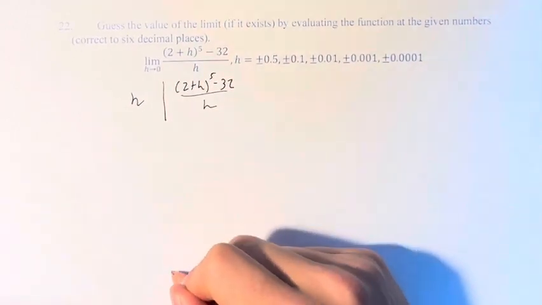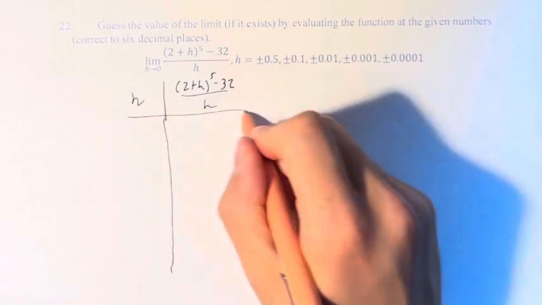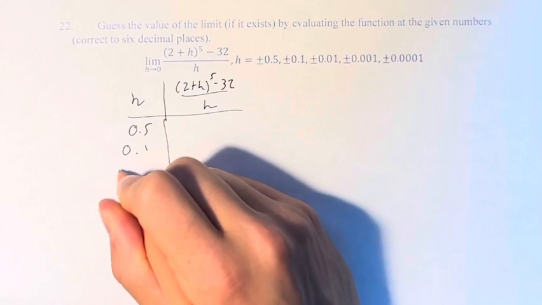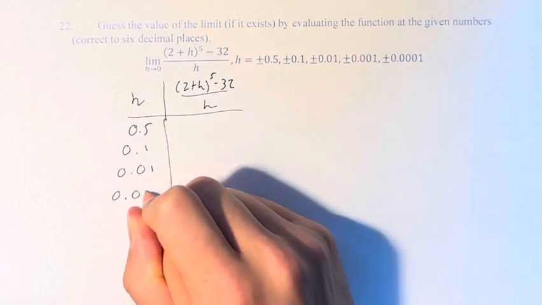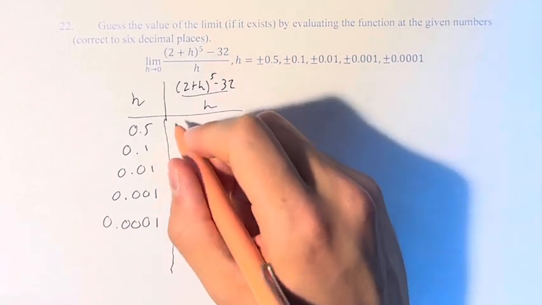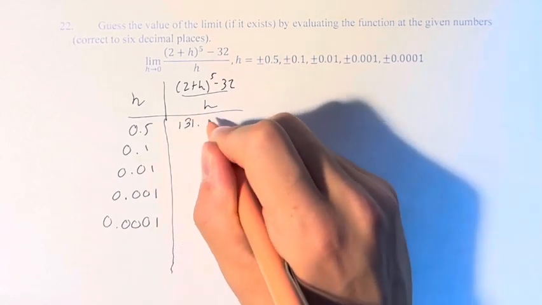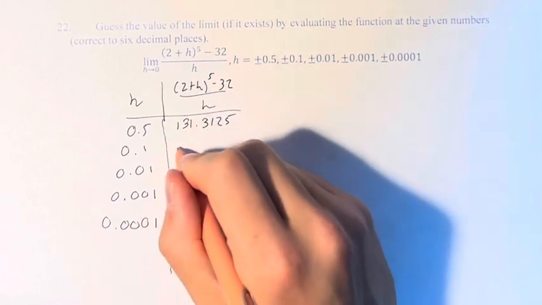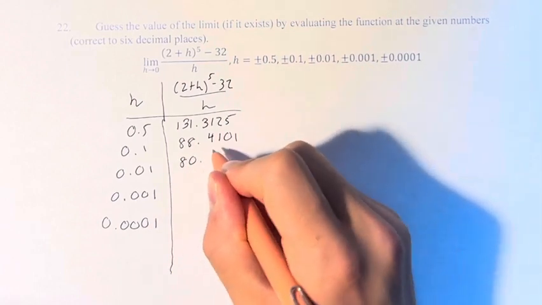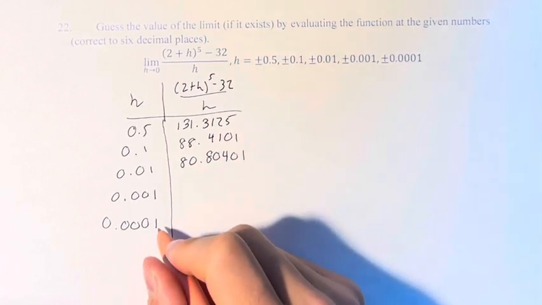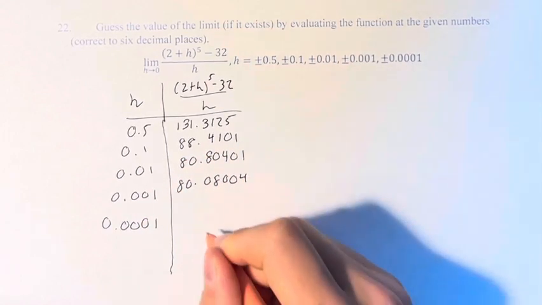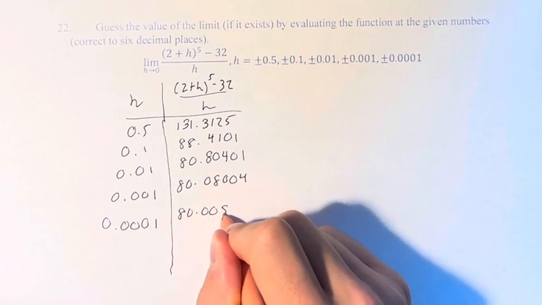And so if we plug in these values, starting with all the positive ones, we have 0.5, 0.1, 0.01, 0.001, and 0.0001. Plugging these in, you get 131.3125, 88.4101, 80.80401, 80.08004, and 80.008004.